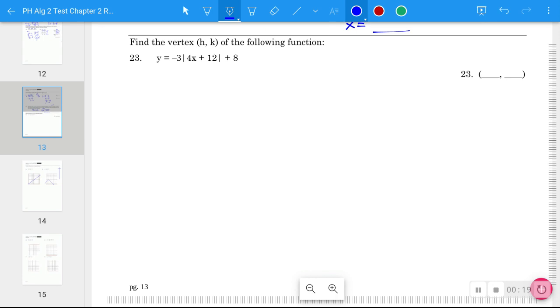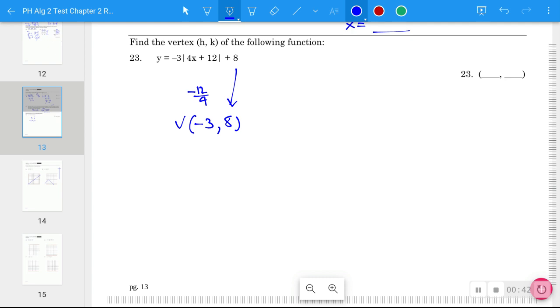You can take this number, change the sign, and divide it by that number. And so that would look like this. So you get -3. That'll be the first part of the vertex. And the second part of the vertex is always the last number, 8, like that.